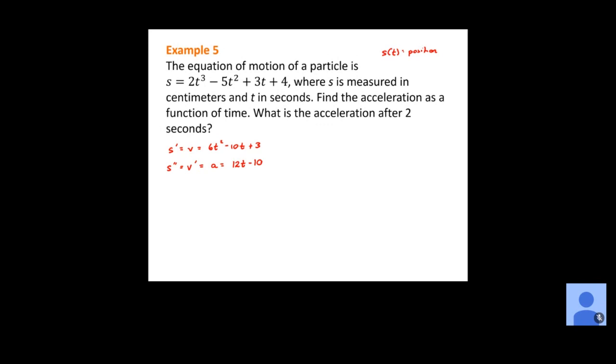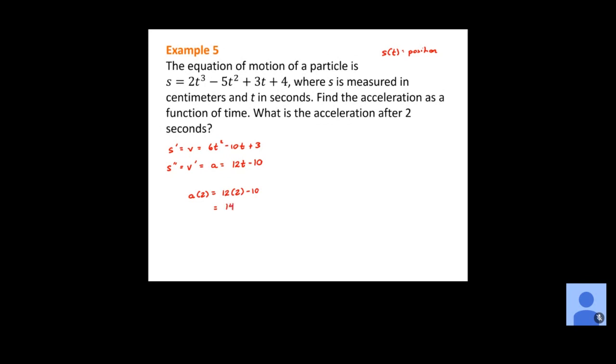All right. So then the question is, what's the acceleration after 2 seconds? How are we going to find that? Just plug in 2. Good. We know our acceleration function and we know our t value, so we're just going to plug that in. That gives us 12 times 2 minus 10, which would be what? Okay, good. 12 times 2 is 24, minus 10 should give us 14.